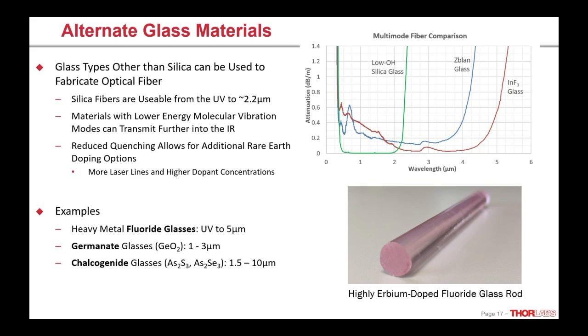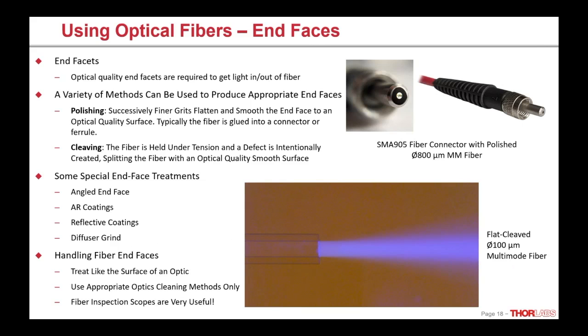Okay, so now we'll change gears to the last main section of the presentation, which is talking about some usage tips. If you're using fiber in the lab or in your application, how do you do it? So the first thing to start with is, fiber waveguide is great, but we've got to get the light in and we've got to get the light out in a good way. So pretty much required are optical quality end facets on the end of the fiber to get the light in and out.